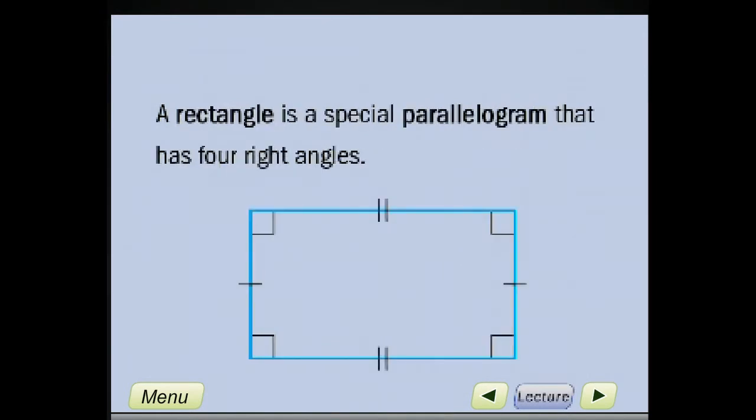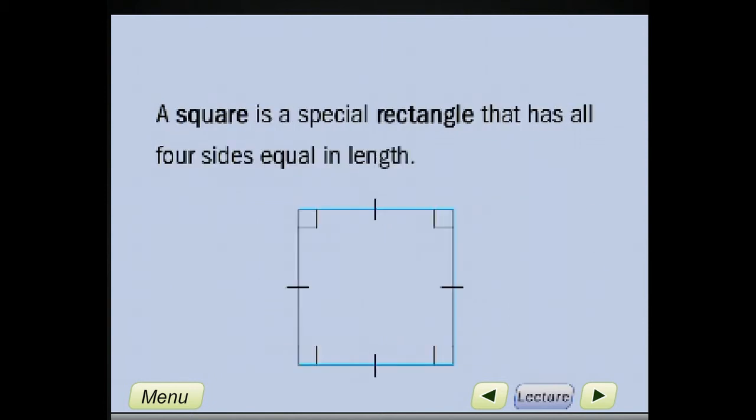Then a rectangle is a special parallelogram that has 4 right angles. So remember, a rectangle is a special parallelogram. Next, a square is actually a special rectangle that has all 4 sides equal in length.